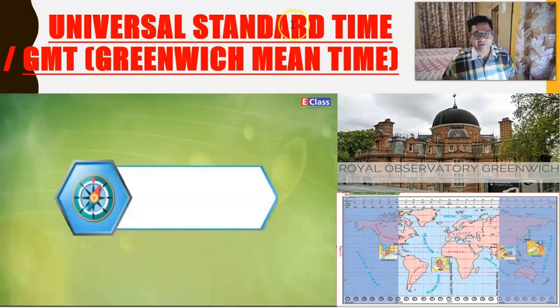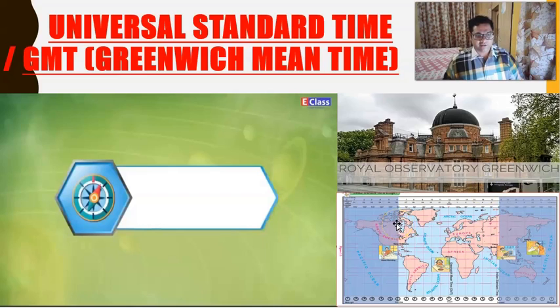Now this is the Universal Standard Time, also known as the GMT, which is Greenwich Mean Time. For an international coordination between countries, its local time is Greenwich, which is in London, England, at the Royal Observatory, Greenwich. This is the Royal Observatory, Greenwich. This is considered as the International Standard Time, as it goes in the center of the earth, as you have seen in the previous video also. It is known as Greenwich Mean Time.